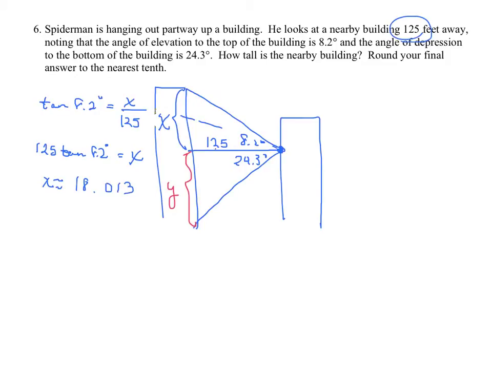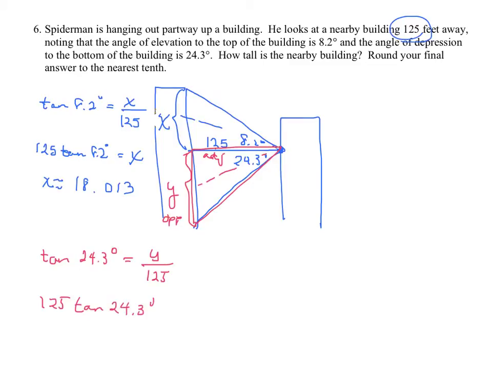18.013. That's three decimal places, so I'm going to be totally safe. Now let's do the Y thing. We're going to use tangent again, because the tangent of 24.3 degrees is equal to Y over 125. Because there's the triangle right there, you guys. It's opposite over adjacent. Cool? So we're going to get 125 times the tangent of 24.3 degrees is equal to Y.